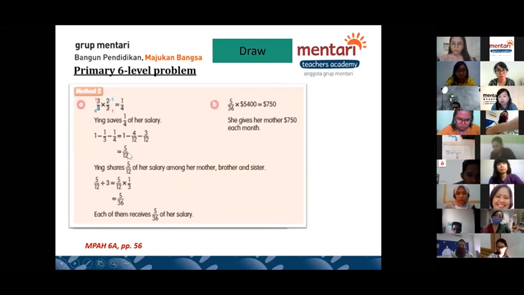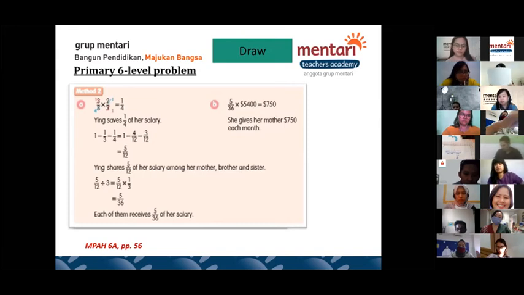You find that she is sharing 5/12 of her salary among her mother, brother, and sister. And then same step as before. So you divide 5/12 by 3 and you get 5/36. Part B is almost the same, except that now you're multiplying the fraction that you got from part A with 5,400 instead of finding how much is 1 unit and then multiplying by 5. So I don't know which one you would prefer.